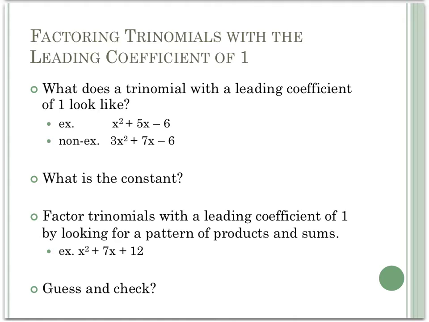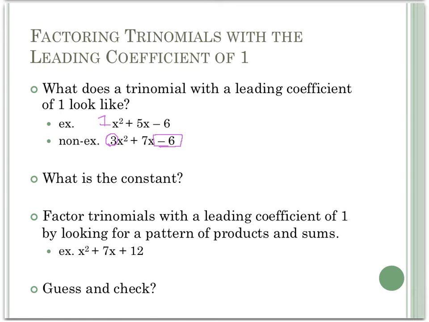So, in this PowerPoint, we're specifically looking at what a trinomial with a leading coefficient of 1 looks like. When I say leading coefficient, I'm looking at the number in front of the x squared, the highest term. And the number in front of this one is 1. The coefficient is 1, versus this binomial, which has a leading coefficient of 3. The other key term we need to know is the constant. The constant is, in this case, negative 6. It's the number that looks like it's not being multiplied by an x or any other variable that might be included in the trinomial.